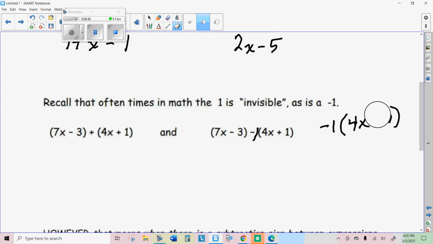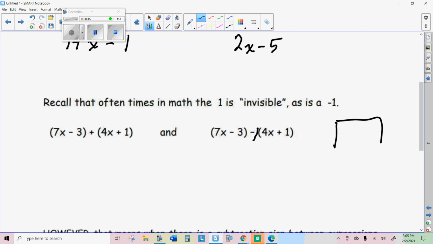So when you make your diagram, put a negative 1 on the outside when you see a minus in front of it, because you have to distribute that negative inside there. So that's going to make the 4x a negative 4x, and that's going to make the 1 a negative 1. So you get 7x minus 3 minus 4x minus 1. Notice that both parts of this are getting subtracted because of that negative 1.